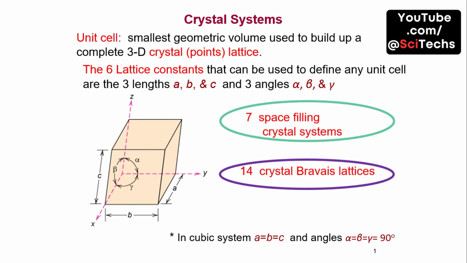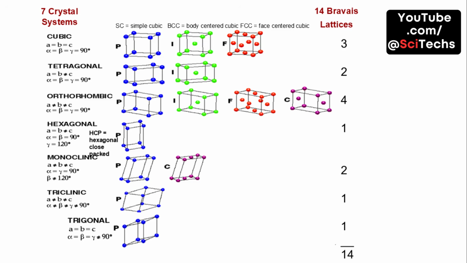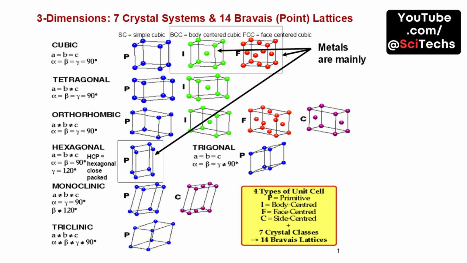There are 7 space-filling crystal systems and 14 crystal Bravais lattices, each defined by specific lattice constants and angles. Here, we see the 7 crystal systems and 14 Bravais lattices, each with unique parameters. These systems are fundamental to understanding the arrangement of atoms in different materials. In 3 dimensions, we observe the 7 crystal systems and 14 Bravais lattices.